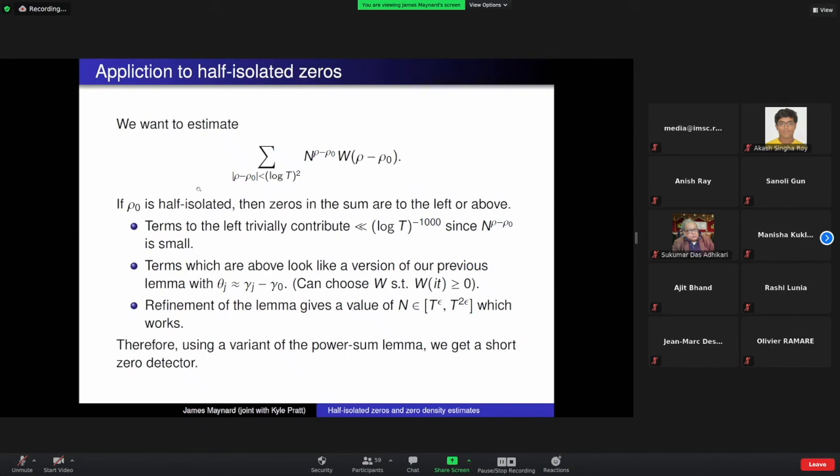And then you can adapt that Dyson power sum type lemma to also handle this slightly more general situation, and that shows that there must be some value of n between, say, t to the epsilon and t to the 2 epsilon, which gives a large value, and so therefore proves the existence of a short zero detector for half isolated zeros. And so the key point is that it being half isolated, and all the nearby zeros crucially lying above the zero, causes this discontinuity that's necessary in our power sum type lemma.